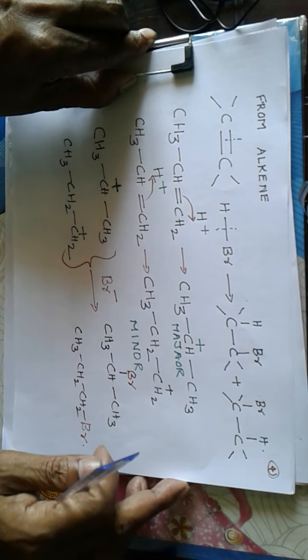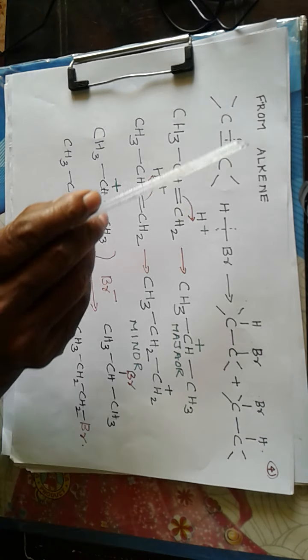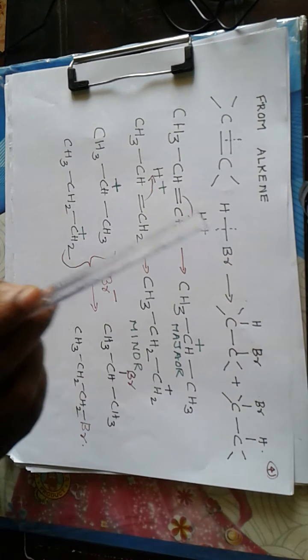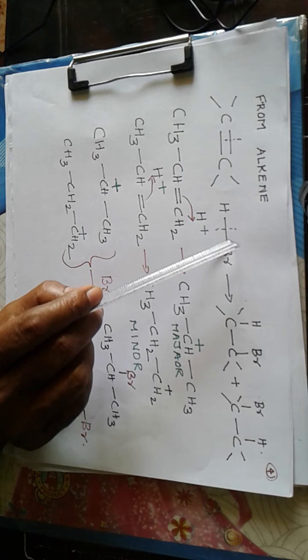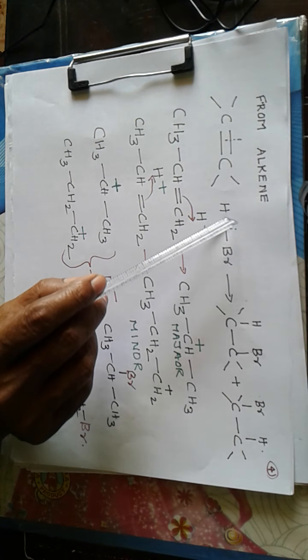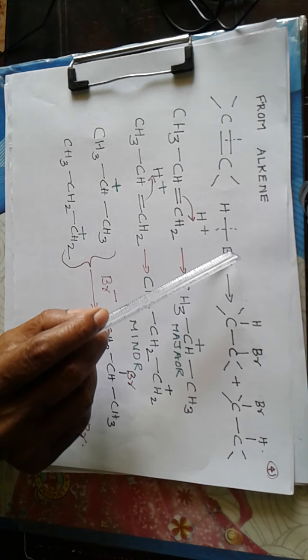Now then, preparation of alkyl halide from alkene. So addition of HBr or HCl to a double bond. Now the pi bond here breaks, producing two valencies over these carbon atoms. The H-Br bond breaks, producing one valency over H, one valency over Br. The valency produced over carbon combines with the valency over hydrogen. The valency produced over this carbon combines with the valency of this bromine.